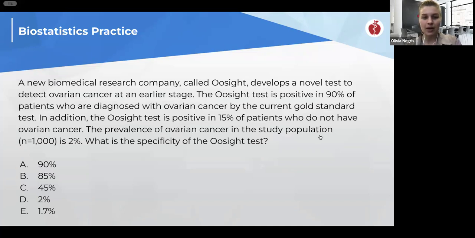So we have a new biomedical research company called Oocyte, which develops a novel test to detect ovarian cancer at an earlier stage. The oocyte test is positive in 90% of patients who are diagnosed with ovarian cancer by the current gold standard test. In addition, the oocyte test is positive in about 15% of patients who do not have ovarian cancer. The prevalence of ovarian cancer in the study population, for n equals 1,000, is 2%. So what is the specificity of this oocyte test?